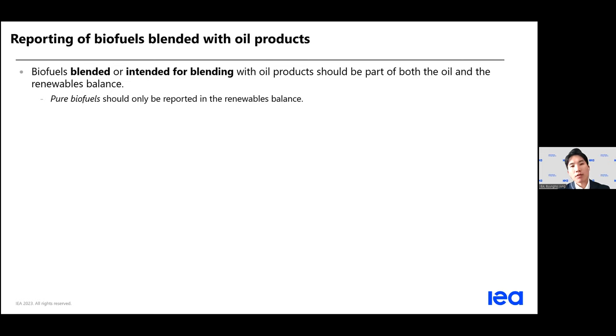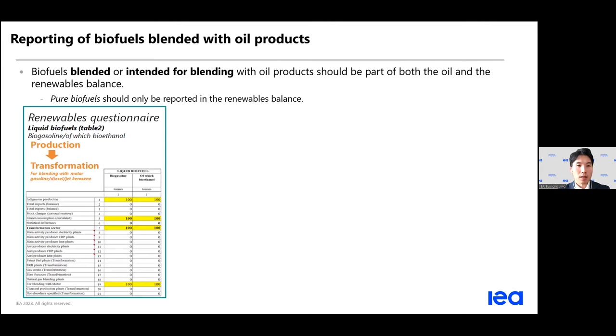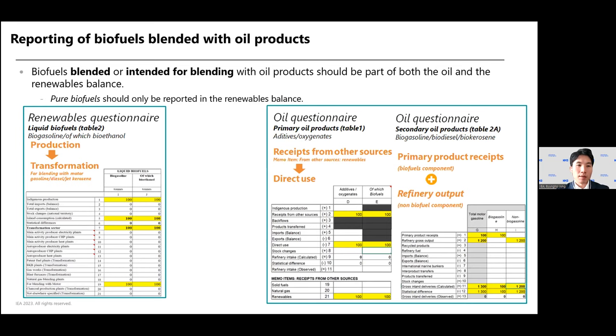And the next tricky reporting issue is the biofuel. One very key important message here is that pure biofuels should only be reported in the renewable balance. If that biofuel is blended or intended to be blended into the conventional fossil fuels, then our oil questionnaire comes into play. On the right-hand side is an example of an oil questionnaire. First, we report the biofuel portion in table one under receipts from other sources and direct use. And in another table, we indicate the portion of biofuels for blending. For this, we have a bonus question in the exercise, so we will have a closer look there.